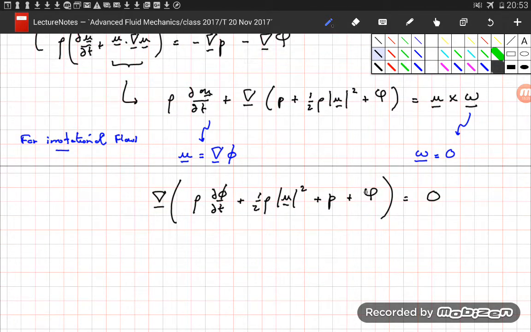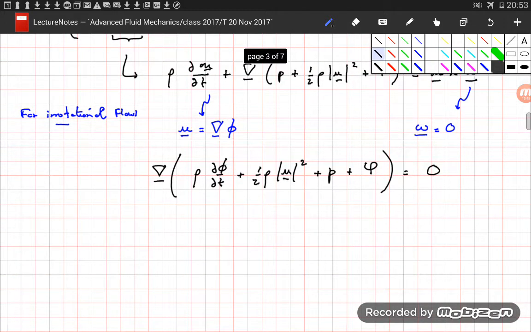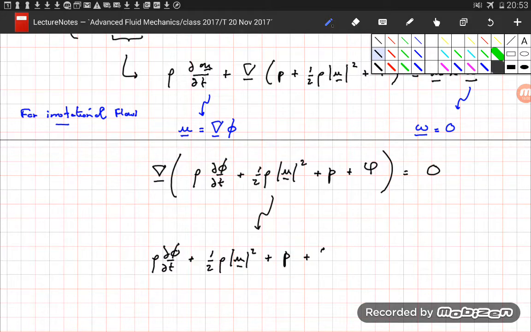Now, this whole term between the brackets, so this rho d phi dt plus 1/2 rho u squared plus p plus phi, is a scalar. It's a scalar field. So if the scalar field has a gradient which is equal to 0 everywhere, just think about a function whose derivative is always equal to 0 everywhere. That means that the function is constant. So therefore, we can integrate that and write that rho d phi dt plus 1/2 rho u squared plus the pressure plus the force potential is equal to a constant.